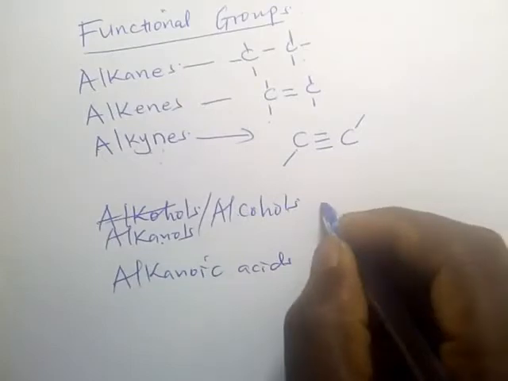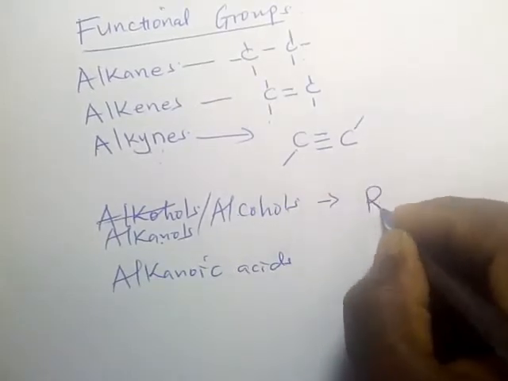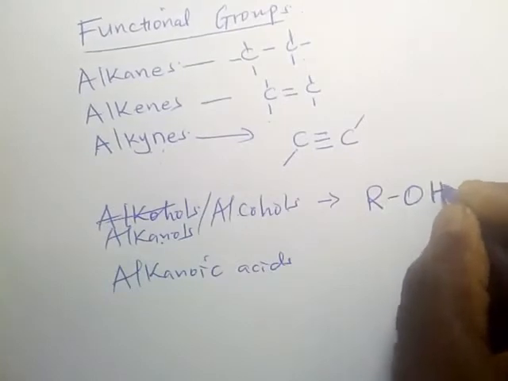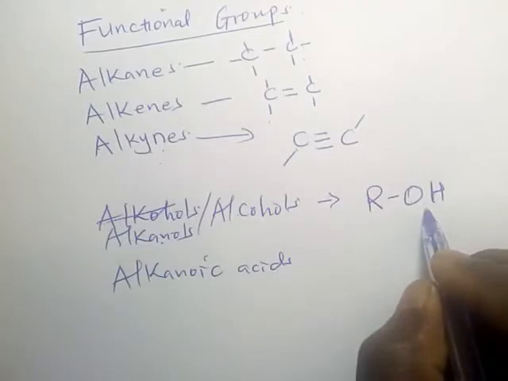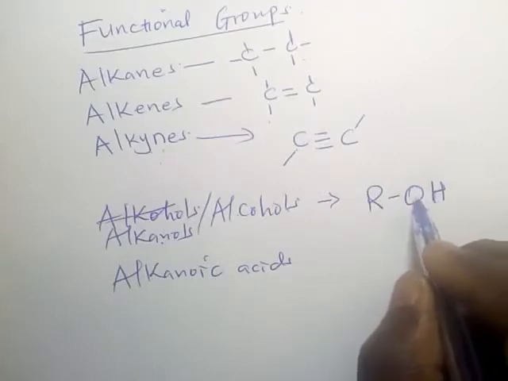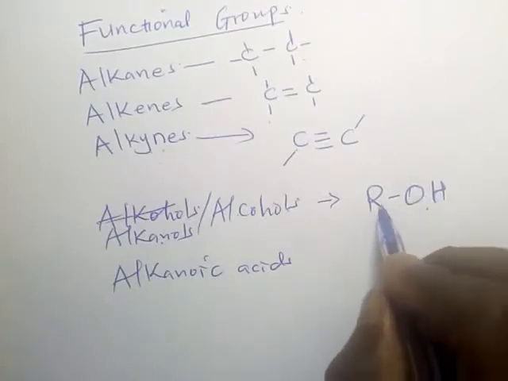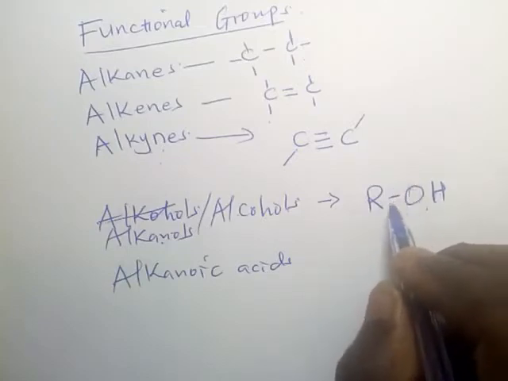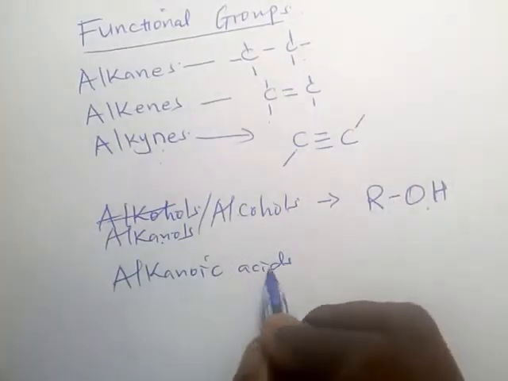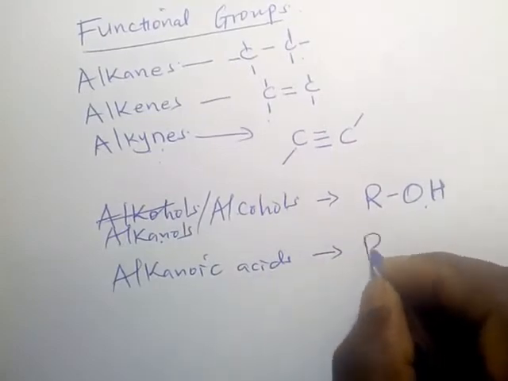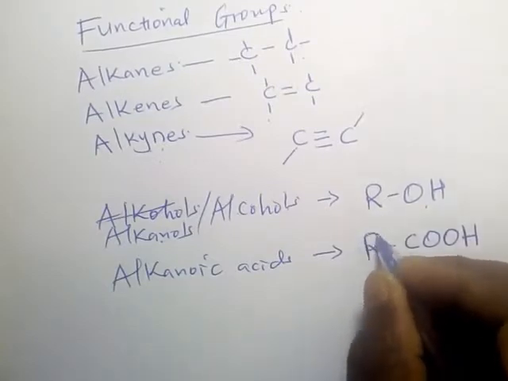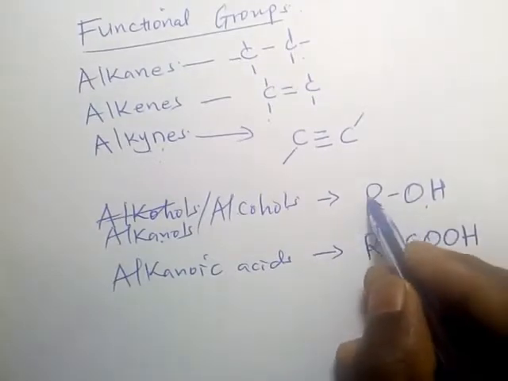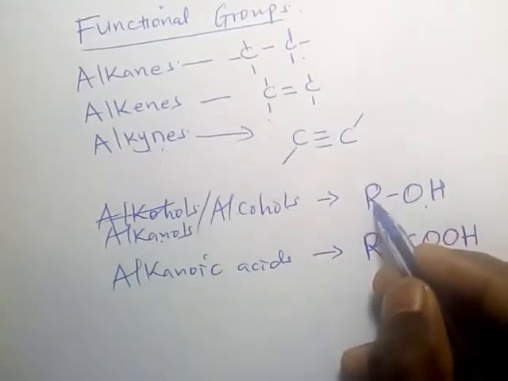An alkanol has a functional group of ROH. So any alcohol must have an OH functional group for it to be called an alkanol. For example, ethanol, propanol, butanol. Therefore, it has OH. The name finishes with OL, like ethanol. Alkanoic acids have a functional group of RCOOH. R stands for a long carbon chain.